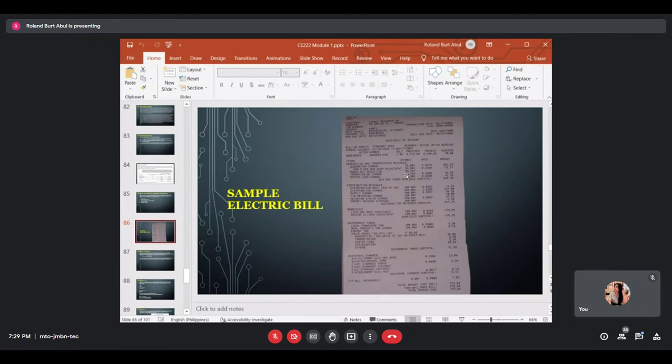So the energy charge is based on energy consumed by the customer during a billing period, say 1 month or every 30 days. Energy consumed is determined by reading the electric meter. So in this case, let us go back to the sample electric bill. Here is where the energy charge is applied, on the kilowatt hour consumption.